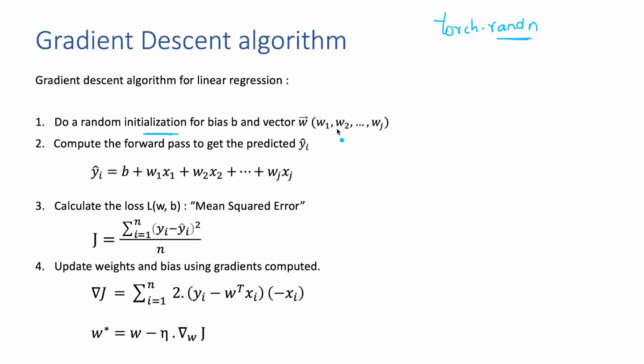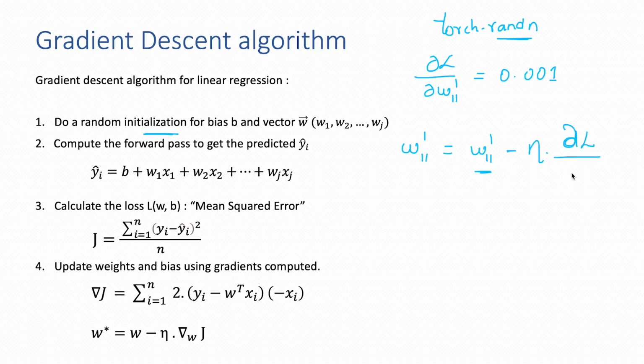vanishing and exploding gradients. Whatever initialization you do for the weights, it should not result in smaller gradients or larger gradients. Let's say the gradient value, or derivative of loss with respect to a particular weight within your network, results in a very small value like 0.001, and your weight update for W111 is going to be the current weight value minus eta times the derivative of loss with respect to that particular model parameter.